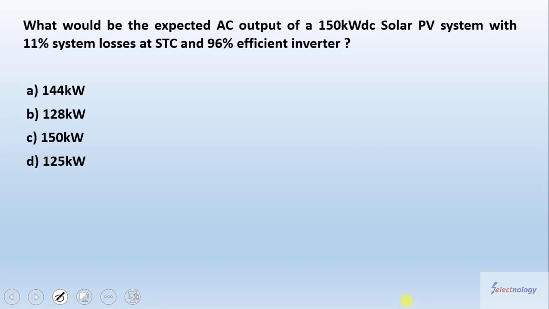Welcome back. We have here another very important question, and that is what would be the expected AC output of a 150 kilowatt DC solar PV system with 11% system losses at STC and 96% inverter efficiency? Please try to solve this. You may like to pause the video and then come back.